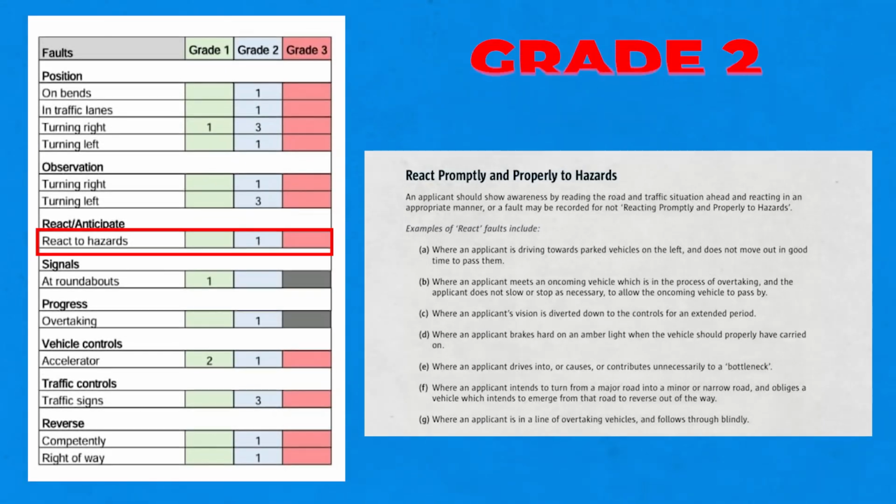Next we see he picked up 1 grade 2 for reaction to hazards. So a hazard is anything that makes you change speed, change course, or change direction. And there's 3 different types of hazard: stationary, moving, and environmental. If you don't know what I'm talking about, watch this video above and that will explain more.